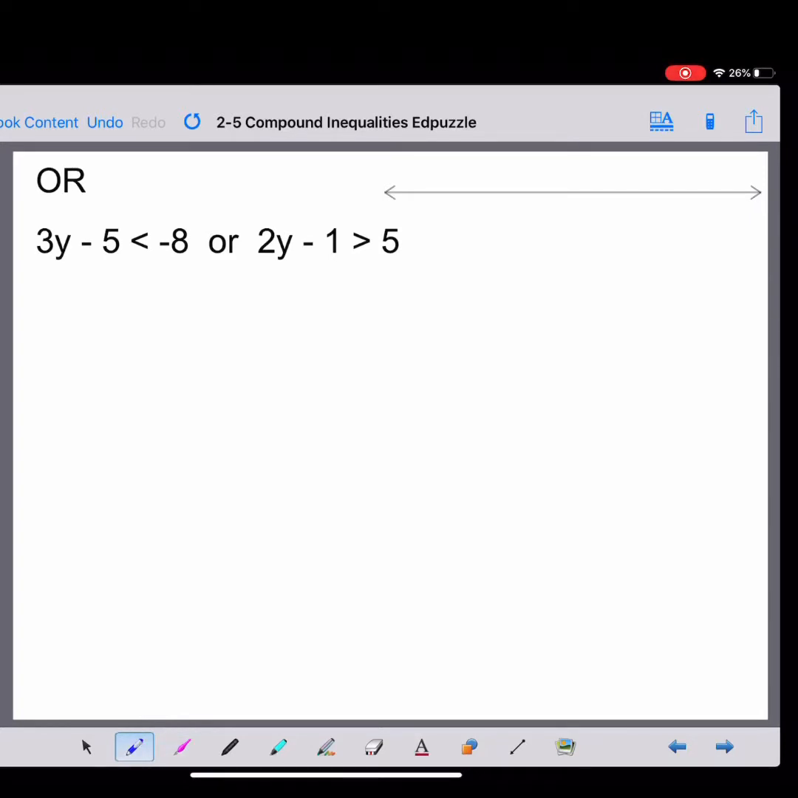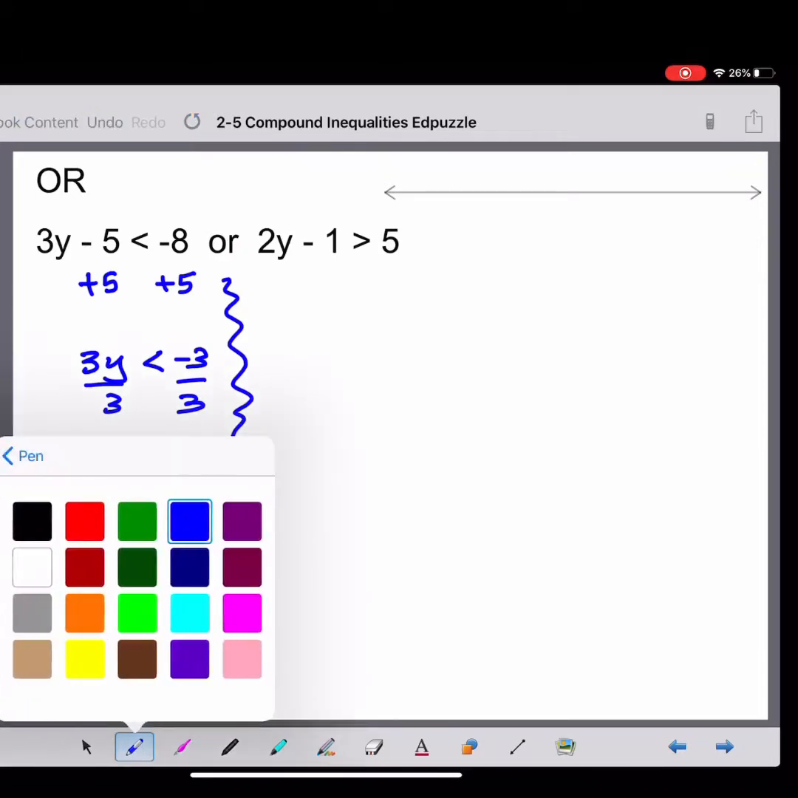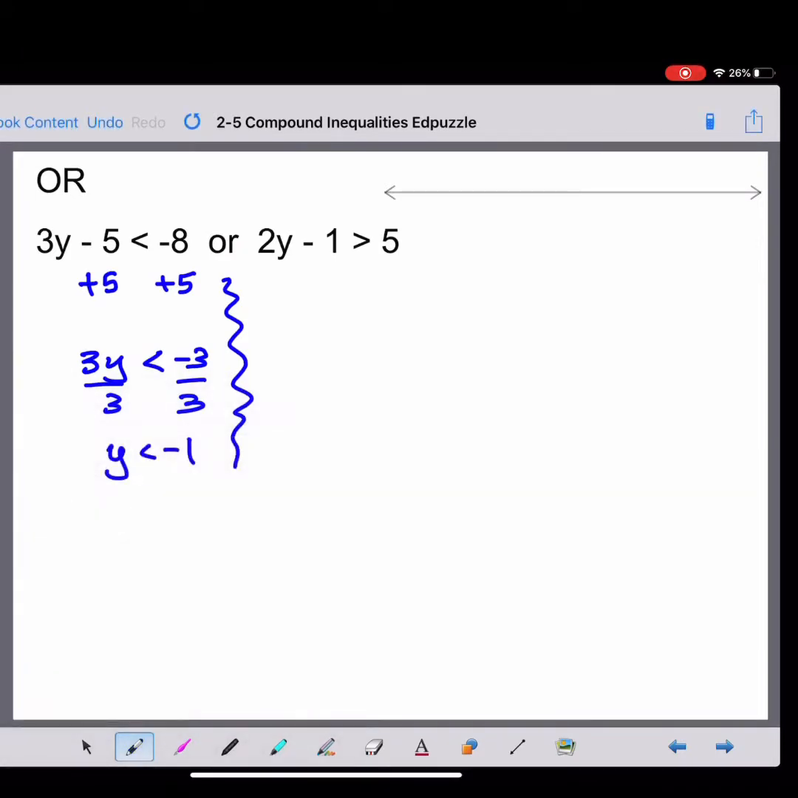All right, so I'm going to solve the left-hand side to start, so I'm going to add 5 to both sides. So 3y is less than negative 3. Then divide out by 3, so y is less than negative 1 is part of my solution. Then I'm going to solve the right-hand side. So I'm going to add 1 to both sides. 2y is greater than 6. Divide out by 2, and y is greater than 3. So my final answer is y is less than negative 1 or y is greater than 3.